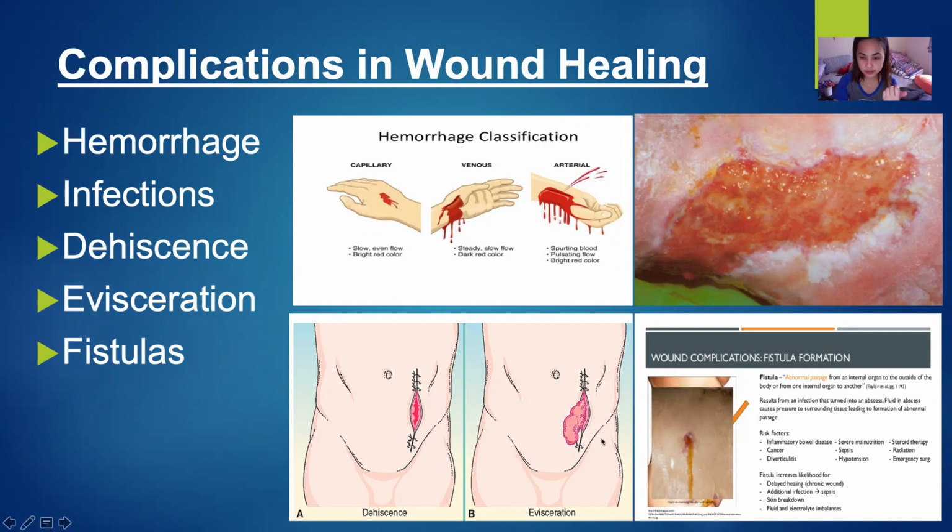And we're talking about evisceration, it is protrusion of an organ out of the wound. So may lumabas ng organ. So that is evisceration. And we have fistulas. Fistulas is abnormal passage from an internal organ to the outside of the body or from one internal organ to another.